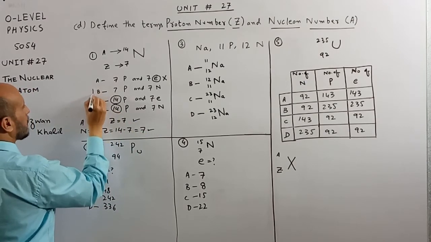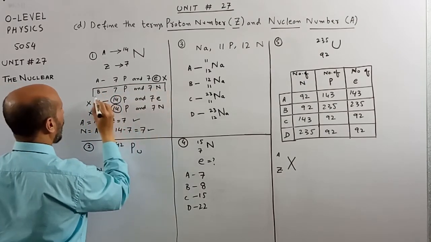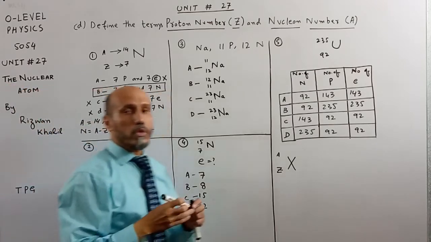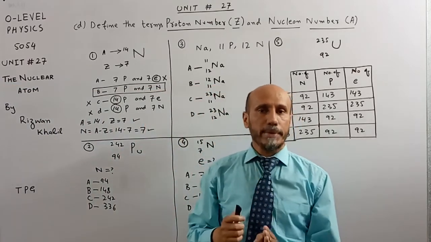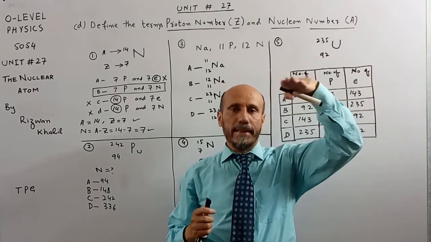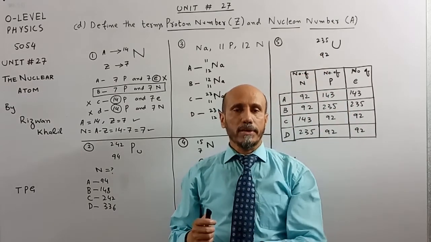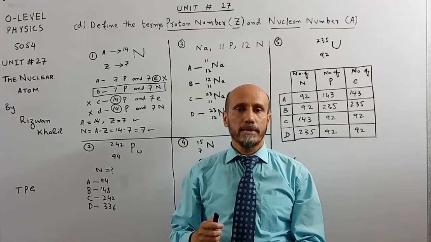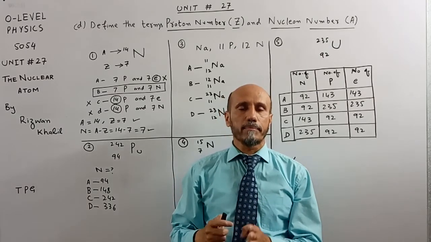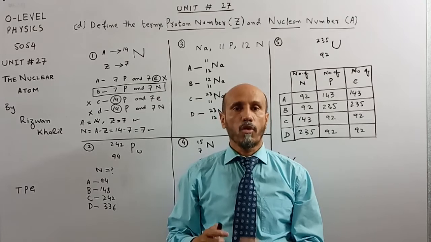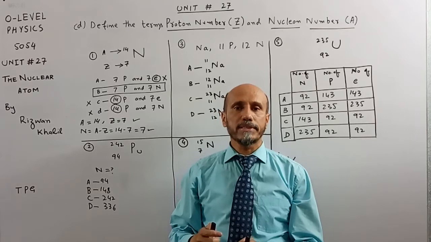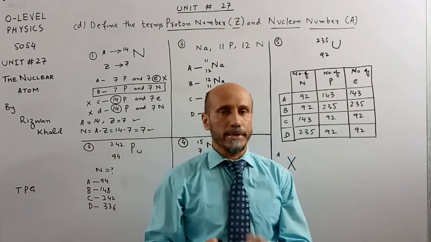Which option is the correct option? Option B. We will solve these types of questions by considering the nuclide notation, X. On the top left side it is written A, and on the bottom left side it is written Z. A stands for nucleon number, that is the sum of protons and neutrons in the nucleus, while capital Z represents the number of protons in the nucleus.